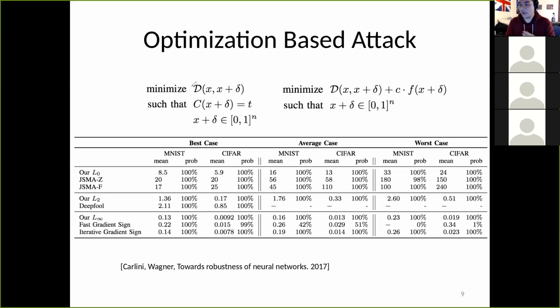Here, what we're trying to do is minimize the divergence between our original sample and our original sample plus our adversarial noise. But we want our classifier of our new sample to be this updated class. So what we're trying to do is minimize our perturbation while maximizing the probability of our perturbation being our target class.